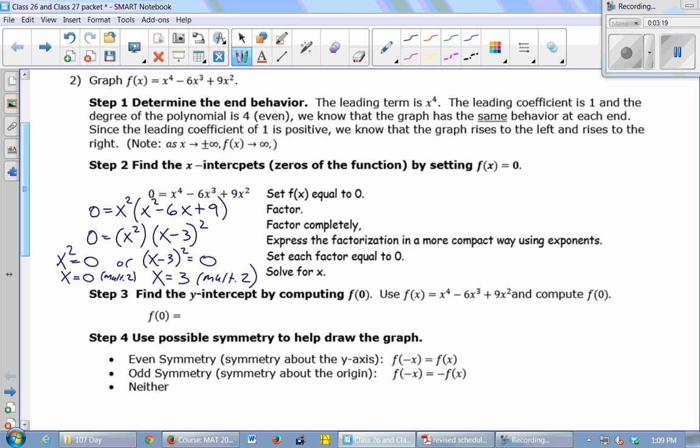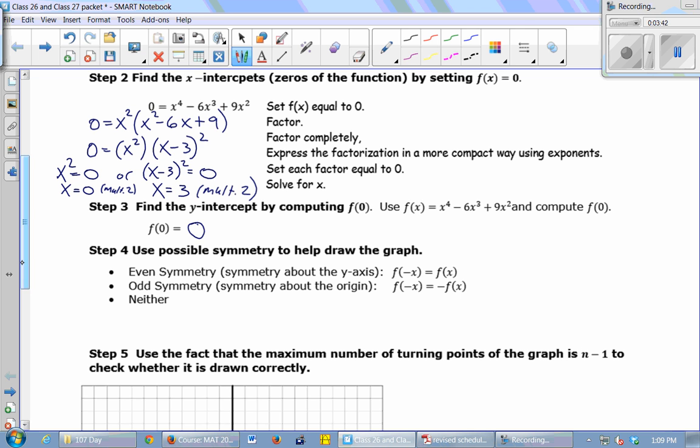Okay, step 3, find the y-intercept. It's just 0 in this case. So you just plug a 0 into the function. In this case, it's 0. And then we want to see if there's any symmetry. If this function is even or odd, it can help us draw the graph.